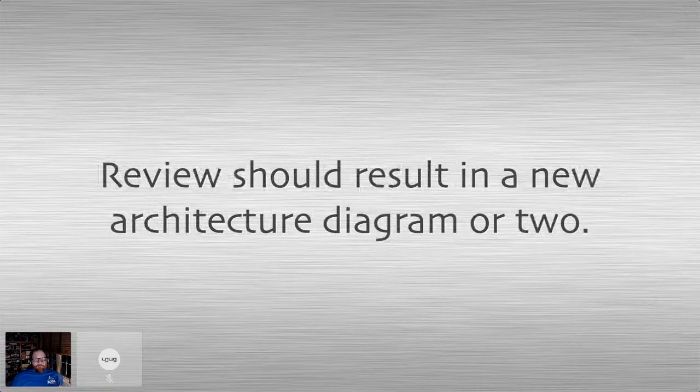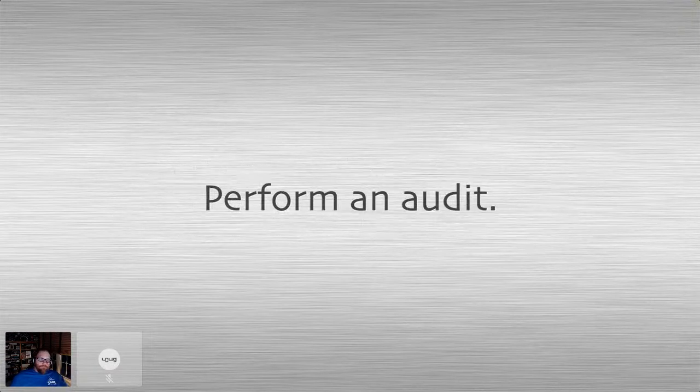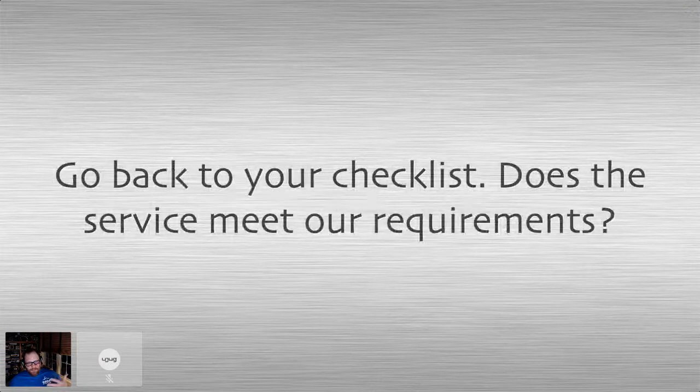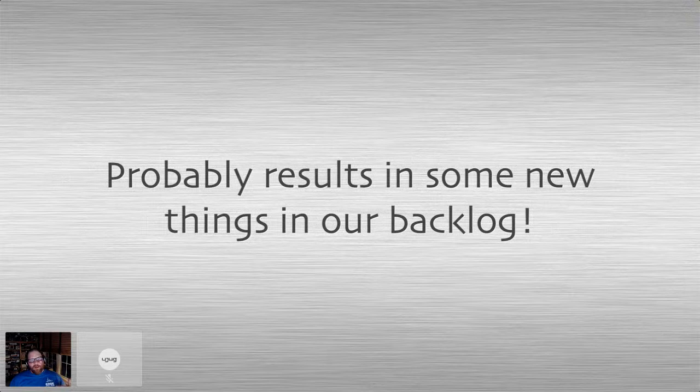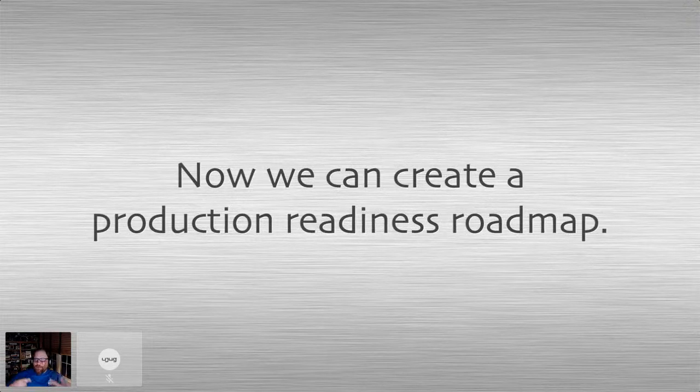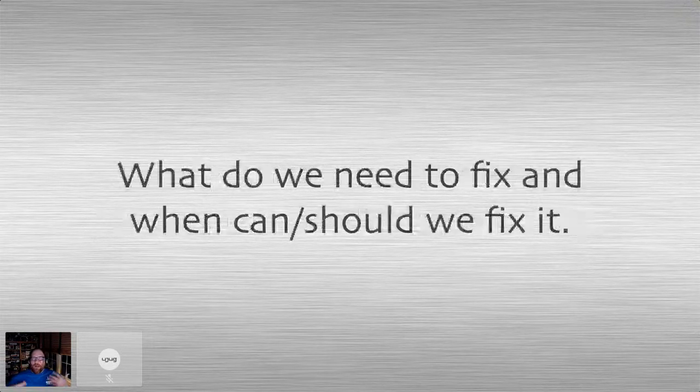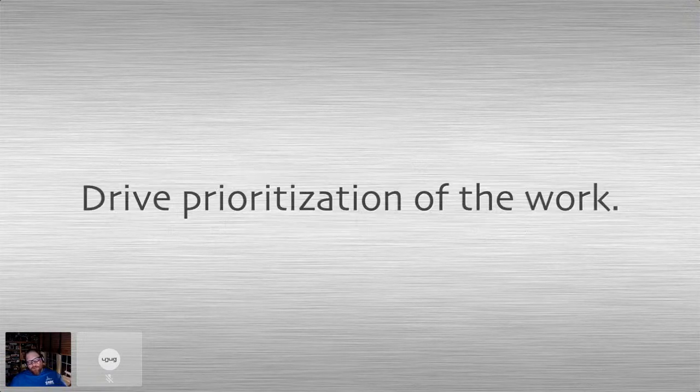Reviews should result in some new pictures, probably going to have some new things on your backlog that you then have to prioritize along with everything else. So do an audit. Go back to your checklist. Does this service still meet our needs? Again, this is going to result in some new items on your backlog, and now you can start thinking about where does this need to be fixed? How do we prioritize that along with everything else? Because we don't get to do everything at the same time.